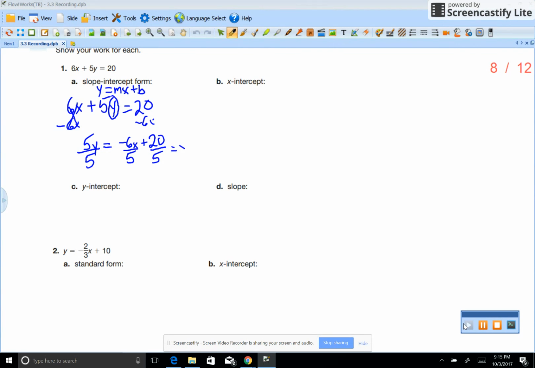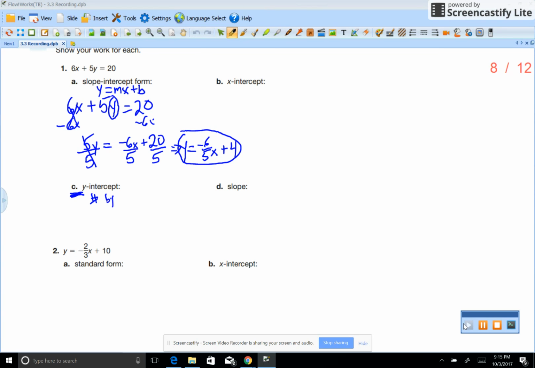And what we're left with is y equals negative 6 over 5x plus 4. That's y equals mx plus b form, or slope intercept form. So we got the y by itself. Now this helps us find the y-intercept and the slope.